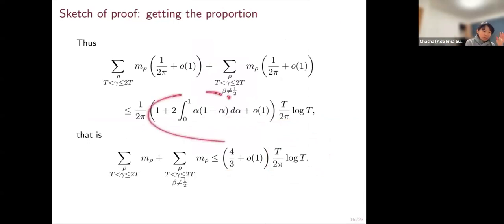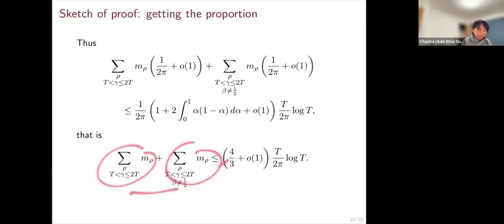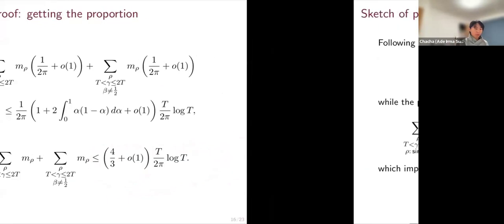Sorry, so that one was not 4/3. It was, wait a moment. So you combine this, you get 1/pi, and then from here you get, I think it was 2/3. Yes, 2/3 plus 2/3, so it's 4/3 pi, and then you remove the pi. So now you get these two summations being smaller, or at most this 4/3 asymptotically times this t/2 pi log t.